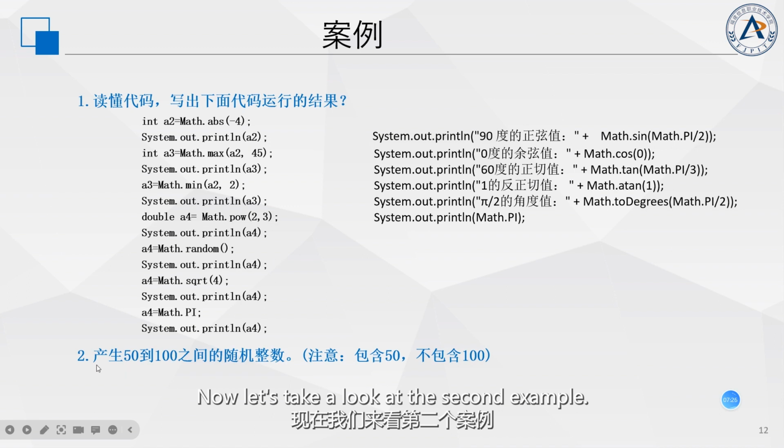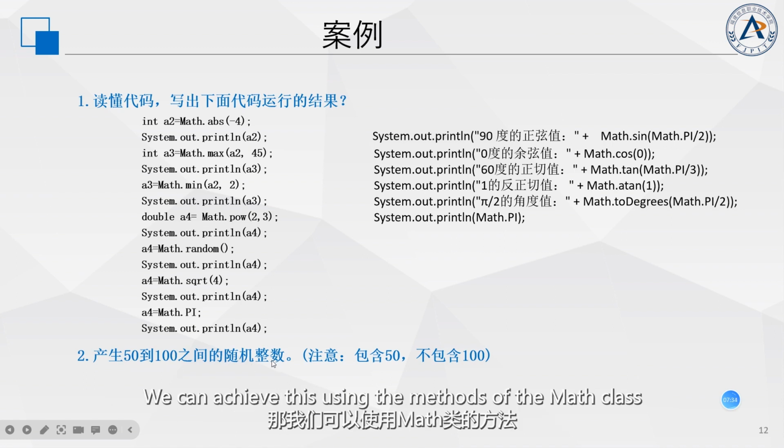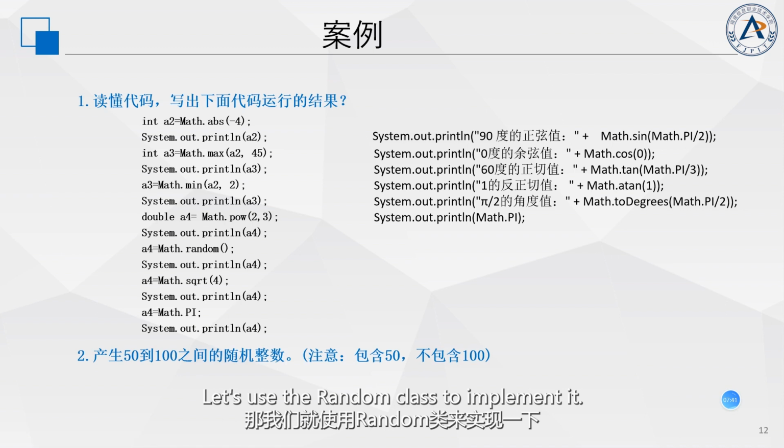Now, let's take a look at the second example. It requires us to generate a random integer between 50 and 100. We can achieve this using the methods of the math class or the random class. Let's use the random class to implement it.